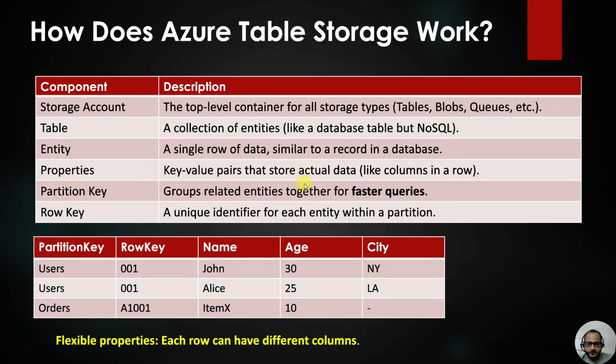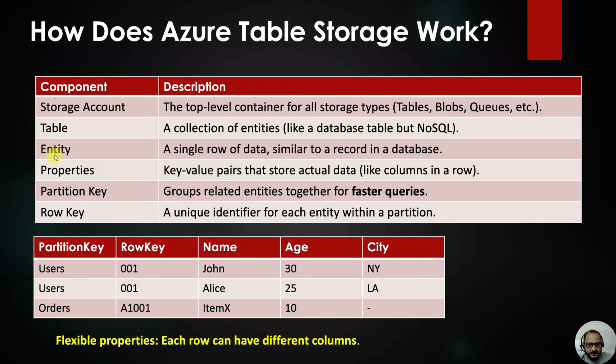Now, how does Azure Table Storage work? The very first component is a storage account. This is the top-level container where all storage types, whether blob, file, or queue, live under this storage account. Under the storage account, in data management, you get an option to create the kind of storage service you want, like blob, file, table or queue. Under that you go to the table, which is basically a collection of entities, like a database table but NoSQL.